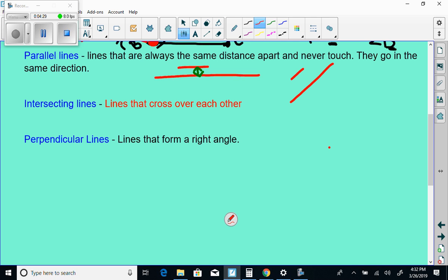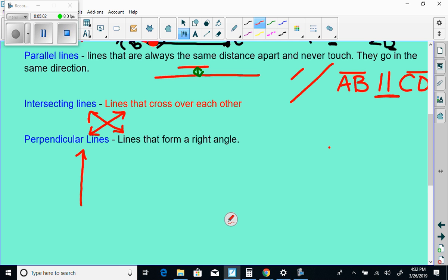And that's parallel. You might see line segment AB is parallel to line segment CD. And that's what that means. So this is the symbol for parallel. Then you have what's called intersecting lines. Intersecting lines are lines that cross over each other. Okay? And then we have perpendicular lines. Perpendicular lines are lines that form a right angle.